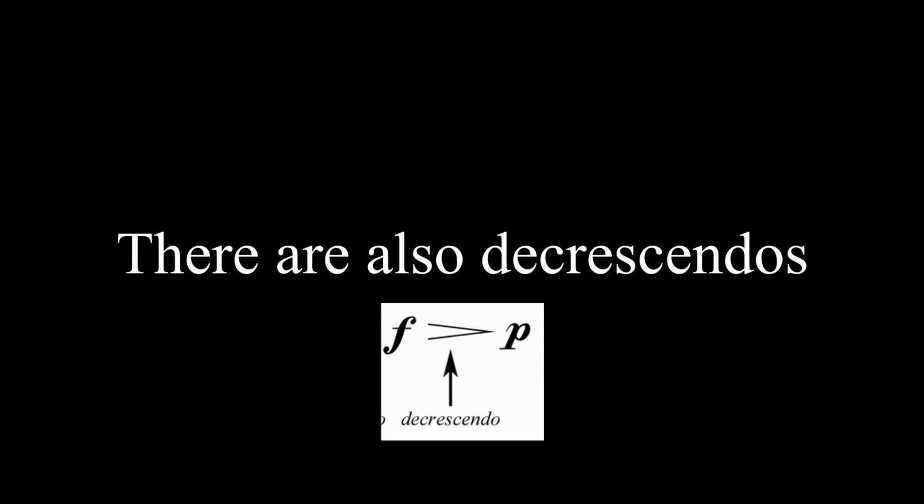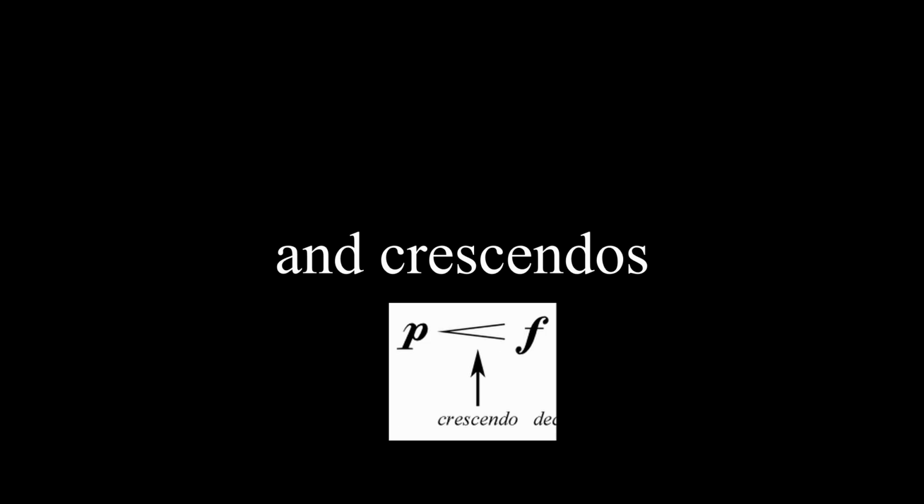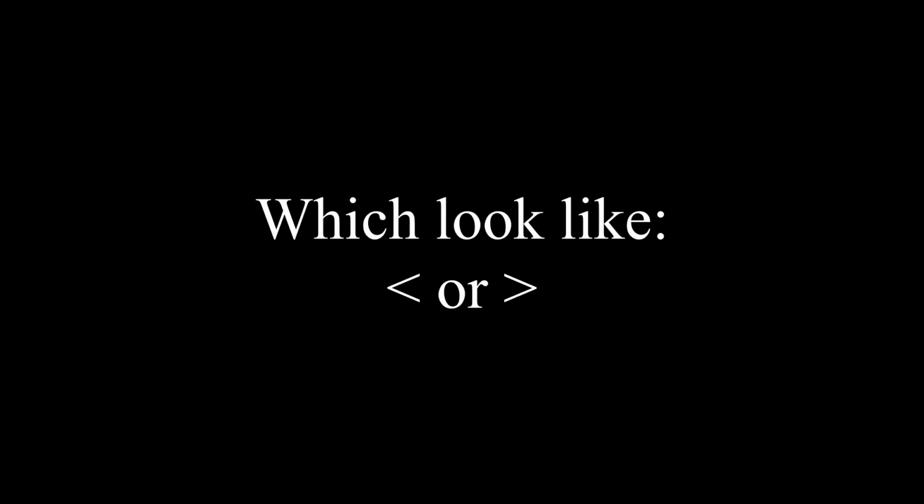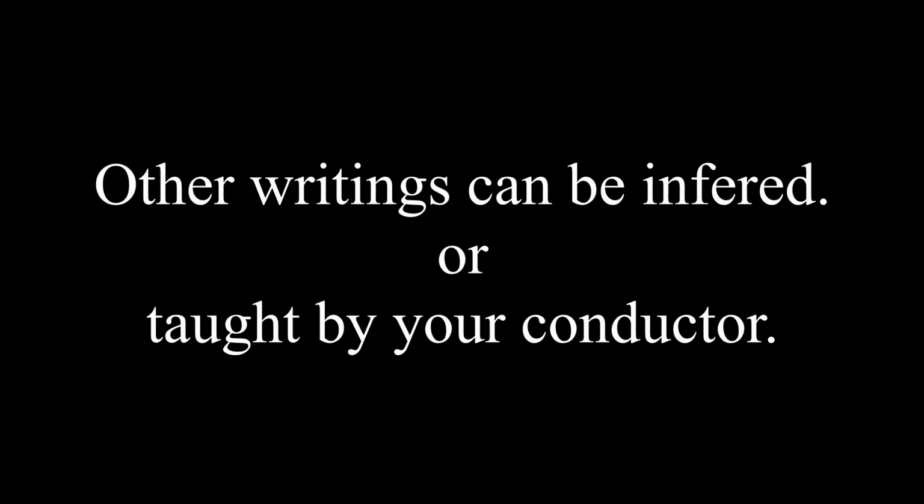There are also decrescendos, or gradually getting softer, and crescendos, gradually getting louder, which are represented with long less than or greater than signs. These are the most important writings that you'll need to know for now. Other writings will be inferred or taught by your conductor.